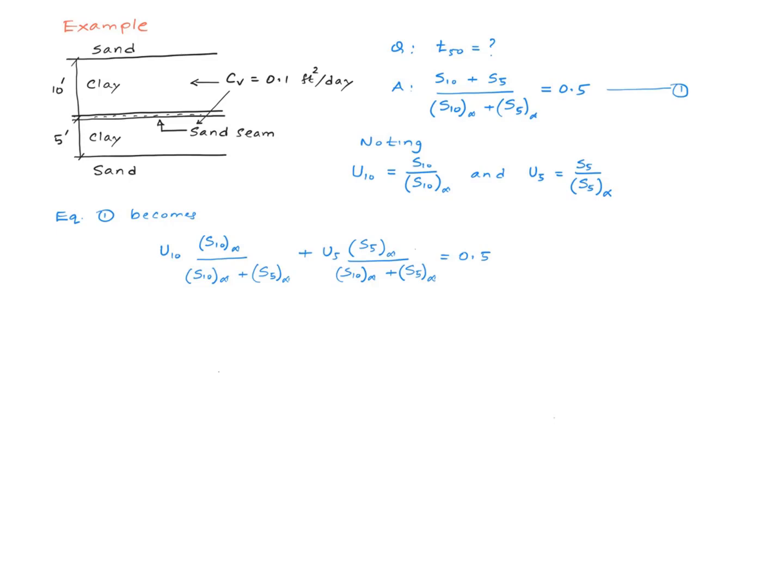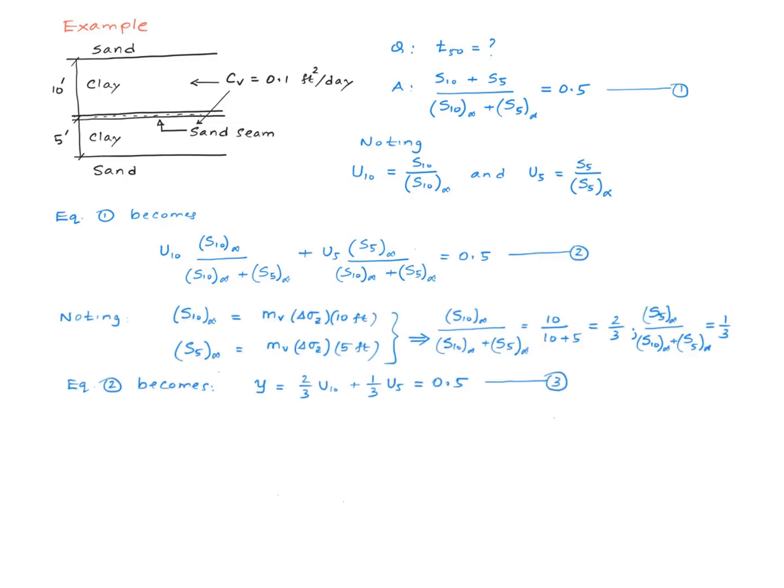From the definition of the average degree of consolidation, the average degree of consolidation for the 10-foot layer can be written like this, and the 5-foot layer can be written like this, right? So now I'm going to evaluate S10 and S5 from these equations in terms of U10 and U5 respectively, and put them in this equation in order to get this equation. To understand the structure of the equation for the ultimate settlement, I'm going to utilize this equation right here.